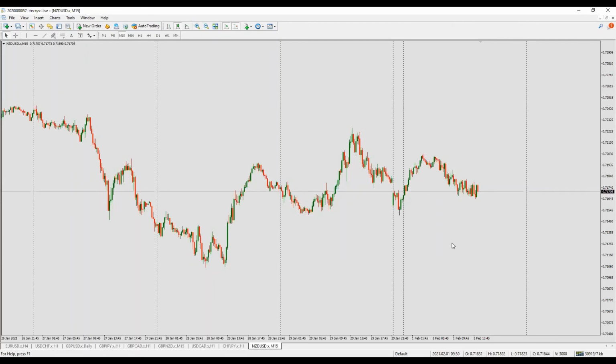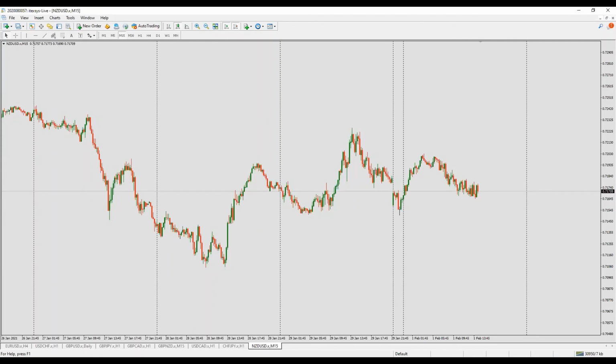And yes, keep your eyes open and take a look, because many times when the price creates a new supply and demand, it's after a high impact news release. Okay, so that's all for this one.